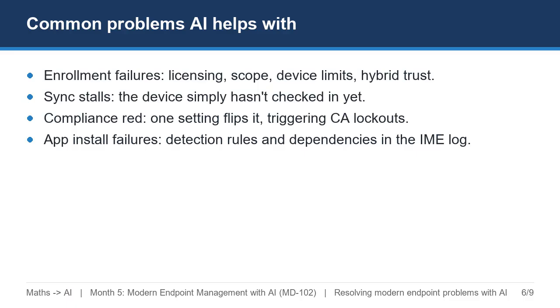Here are the usual suspects. Enrollment failures often come down to licensing, auto-enrollment scope, device limits, or hybrid join trust. Sync stalls are sneaky, the device just hasn't talked to Intune, so policies look unapplied because nothing's run yet. Compliance going red is usually one setting, BitLocker, Defender, OS version, and that can cascade into a conditional access lockout. And app failures almost always have their real reason buried in the IME log. AI helps you read all of these faster.